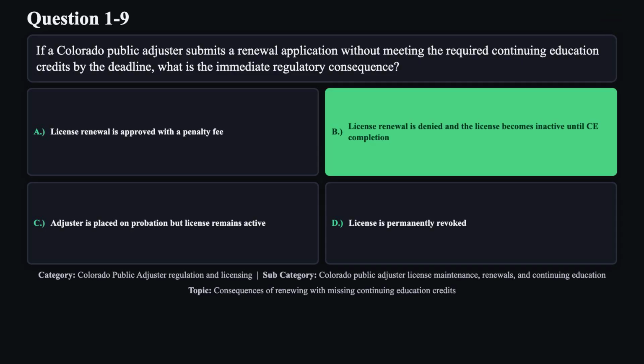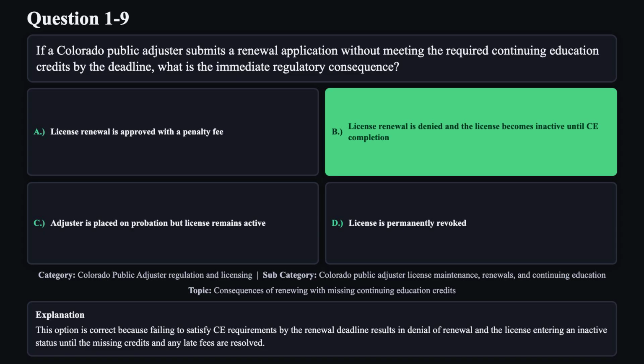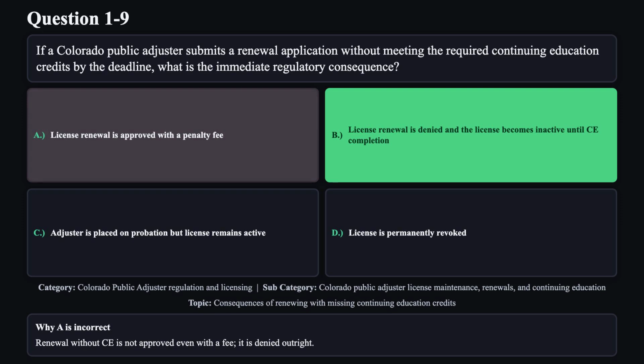The correct answer is B. This option is correct because failing to satisfy CE requirements by the renewal deadline results in denial of renewal and the license entering an inactive status until the missing credits and any late fees are resolved. Reason A is not correct. Renewal without CE is not approved even with a fee.